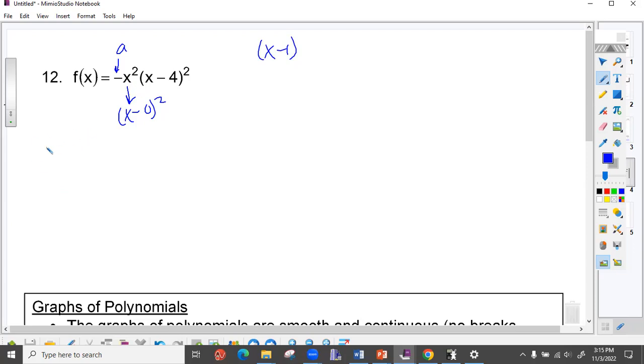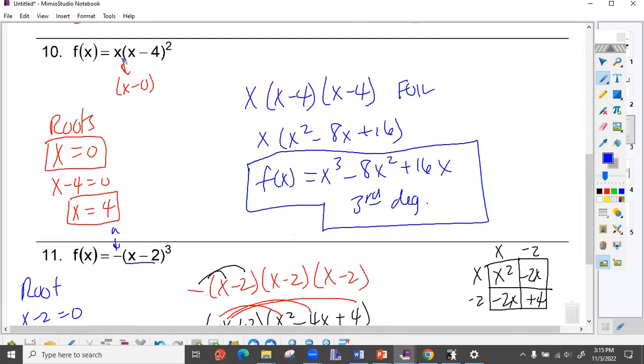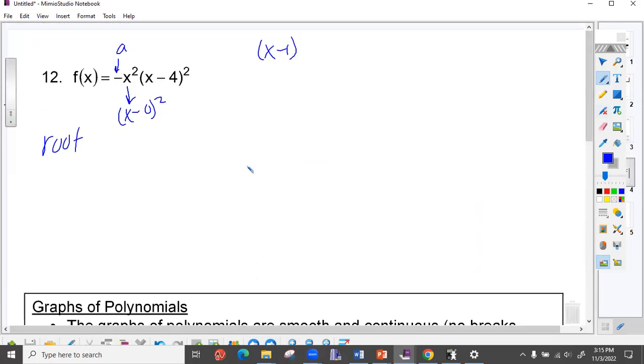Okay? So my root, and we just did it, if we go back really quick. What did we say when the x was by itself? It was 0, right? Okay, so the same thing is still going to apply, even if you add a power to it. So your x equals 0, and what is your other x? 4.